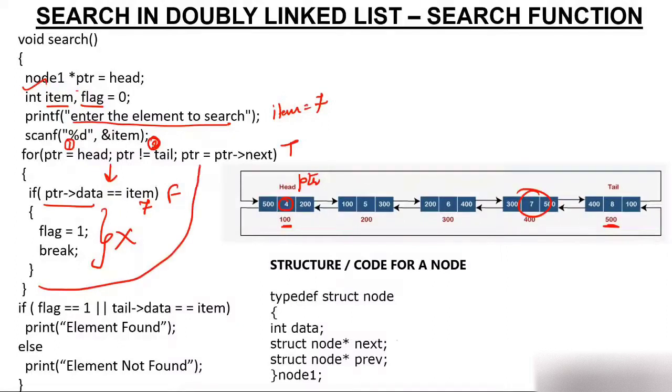And what I'll do, I'll increment what? In the for loop's increment, I'm updating PTR. PTR will have PTR next. What is PTR next? 200. So PTR's new value is 200. So the PTR node will come here.